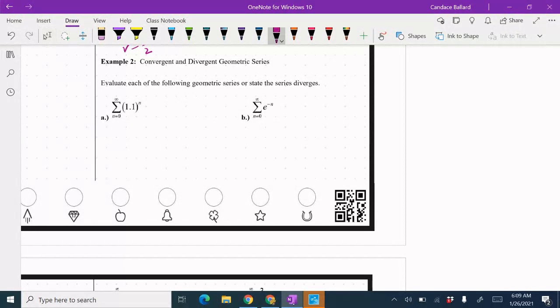So I know I have something to the n, so I'm geometric, so I'm looking for my r. My r is whatever the something inside the parentheses is. So in this case, r is 1.1, which I know the absolute value of that is greater than 1. So since it's greater than 1, I know that this series diverges.